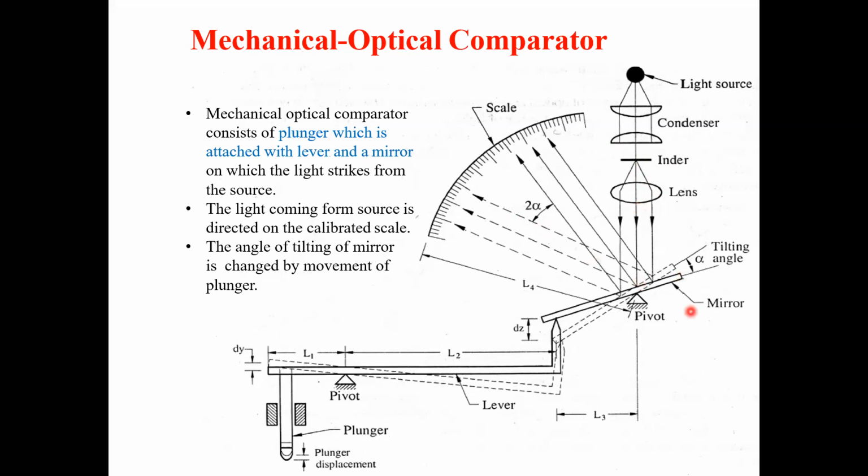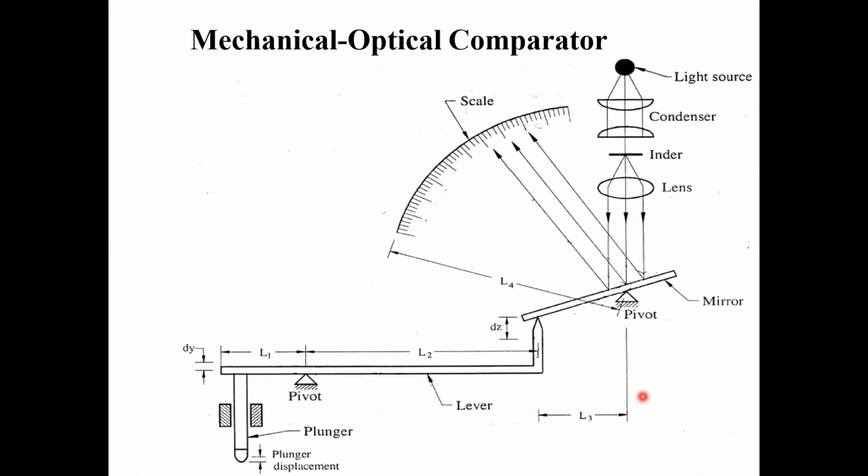Because of the movement of the plunger, the mirror gets tilted through an angle alpha, and the reflected ray deflects through angle 2 alpha. That means the magnification is in two stages. The small plunger movement is transferred to the mirror through the cantilever, and because of the rotation of the mirror, the ray is deflected. This is the original position, with no deflection. Suppose there is a vertical plunger movement dy, and a corresponding movement of the pivot member, that is, the mirror.